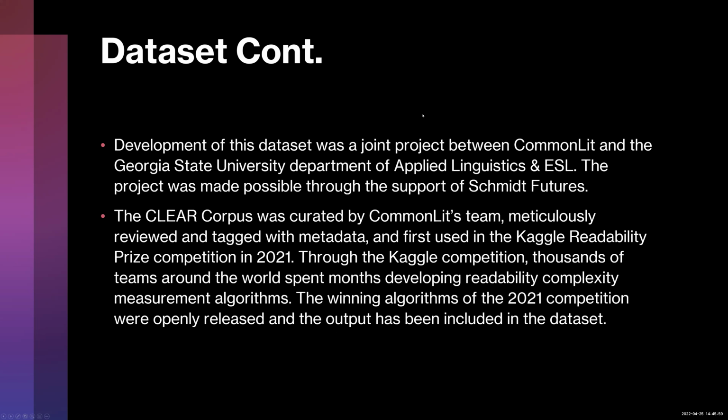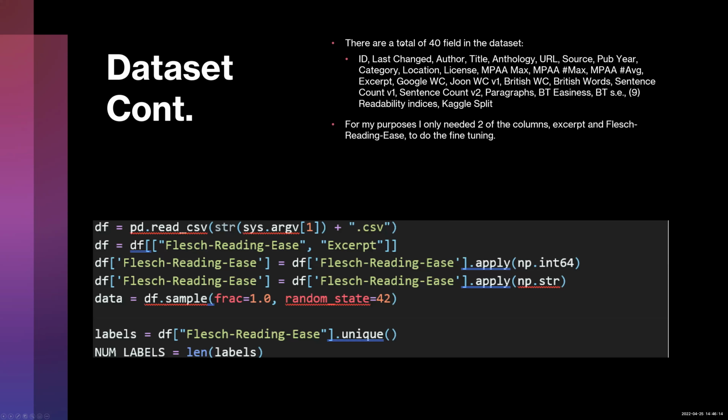This is just more information about the data set and where it came from. This talks about the Kaggle competition. And this page shows the 40 different fields. Like I said, there were 9 total readability indexes, and a lot of information about the book, the author, and all this other information.